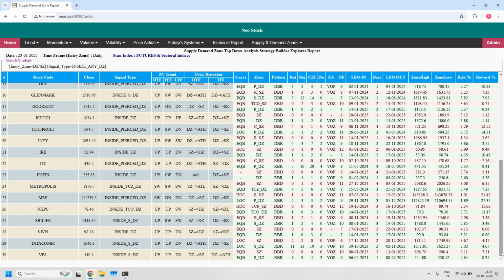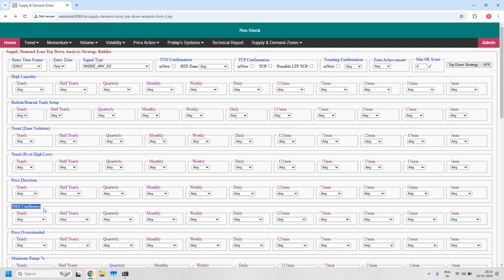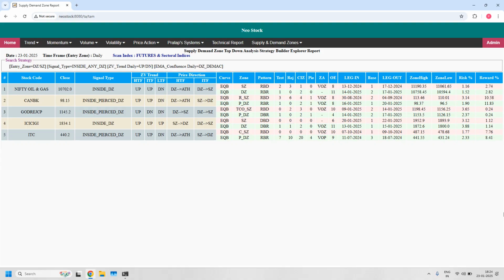So out of these 30, how many are having daily EMA Confluence? Let's verify. In the EMA Confluence, daily time frame, daily demand zone having daily EMA Confluence filter is enabled, and the trend on the daily time frame should be up or down. Let's filter the stocks. We got 5 stocks. These 5 stocks are having a daily EMA Confluence and price closed inside the daily demand zone. Some of these daily demand zones are also pierced. For those zones you have to use pierced strategies. Always look into the PIE column. PIE is the short name for pierced.